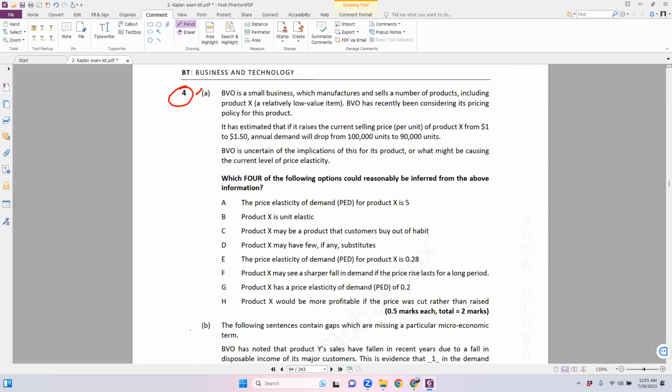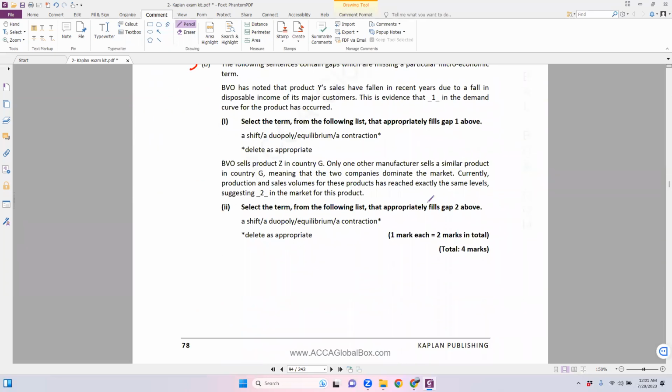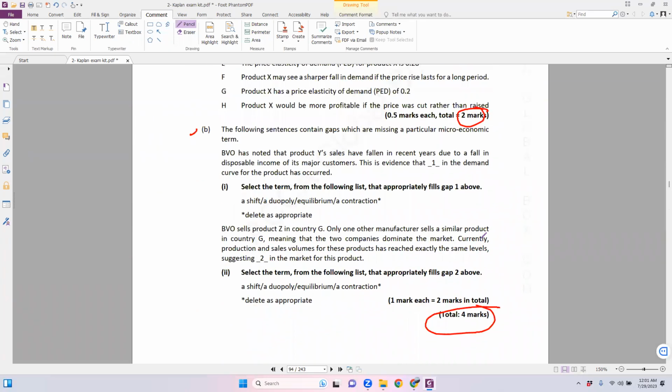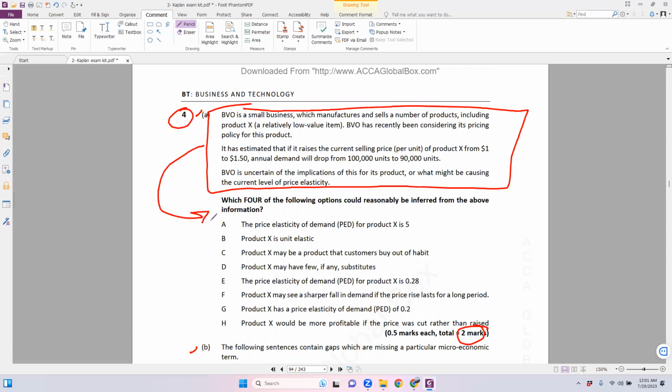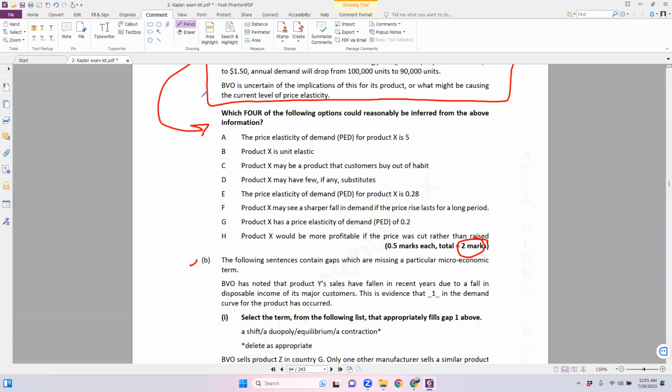It has 2 different parts available, and each part is of 2 marks. So a total of 4 marks are available, and these are very easy to pass. For example, this is a story given to you at the start of the MTQ. Based upon this story, you will solve this question, and based upon this story, you will also solve this question in part B.